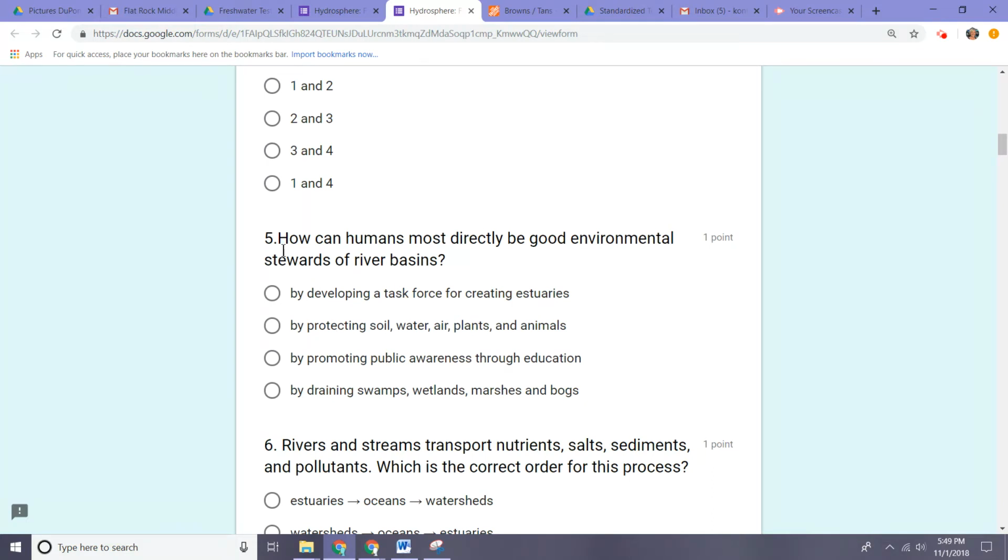Number 5. How can humans most directly be good environmental stewards of river basins? By developing a task force for creating estuaries, by protecting soil, water, air, plants, and animals, by promoting public awareness through education, by draining swamps, wetlands, marshes, and bogs.